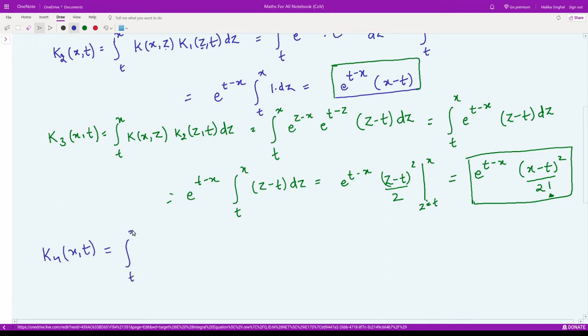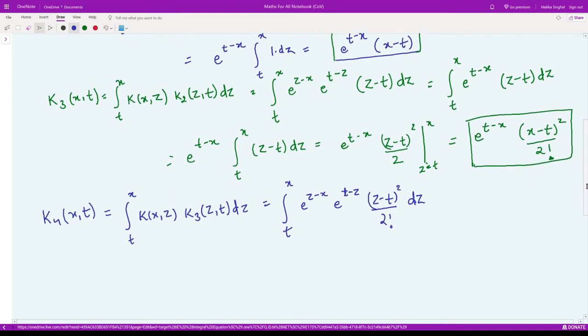So it would be integration from t to x, k of x z, k3 of z t dz. So that would be integration from t to x, e to the power z minus x, and here we are writing e to the power, wait, t minus z, and then it would be (z minus t) raised to power 2 divided by 2 factorial dz. So let us solve this.